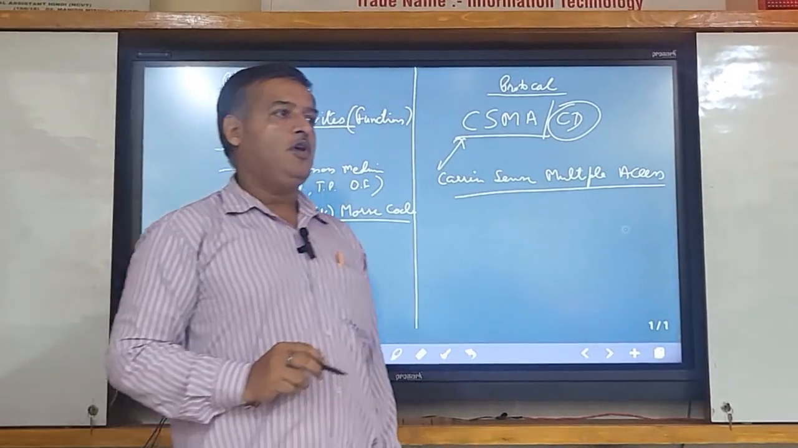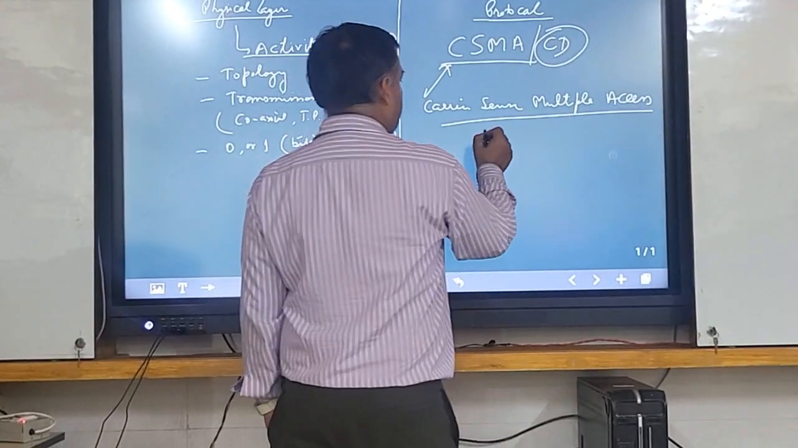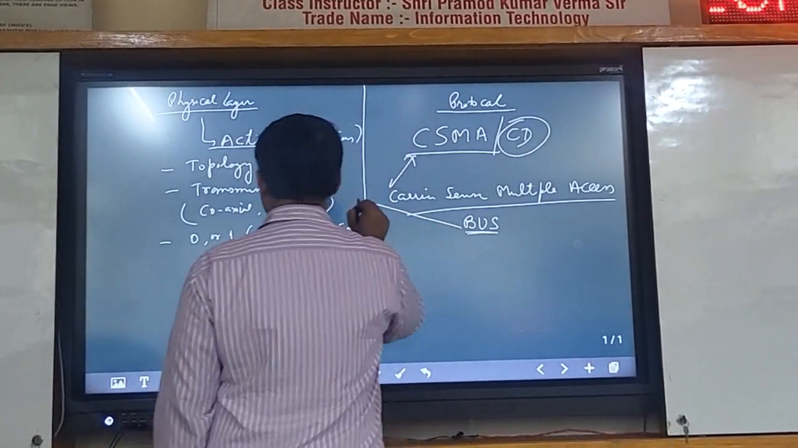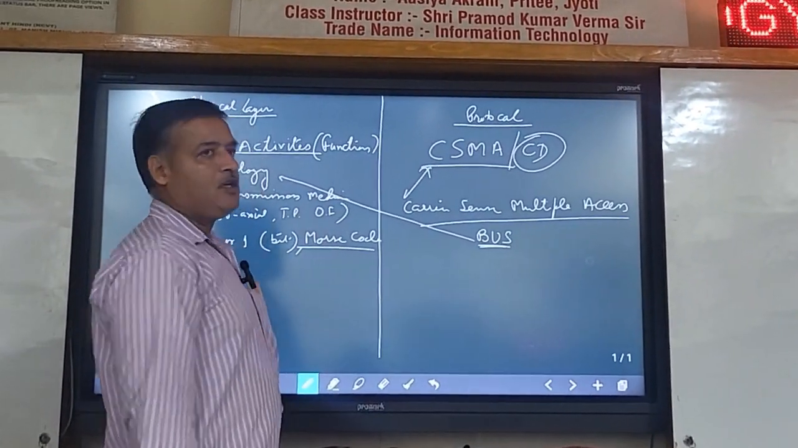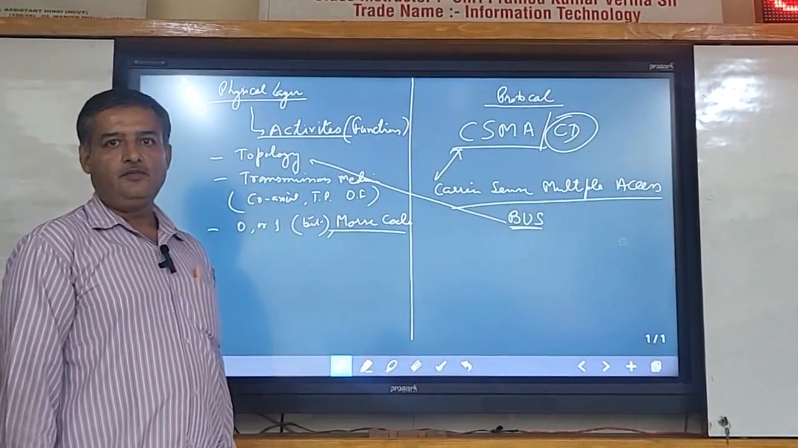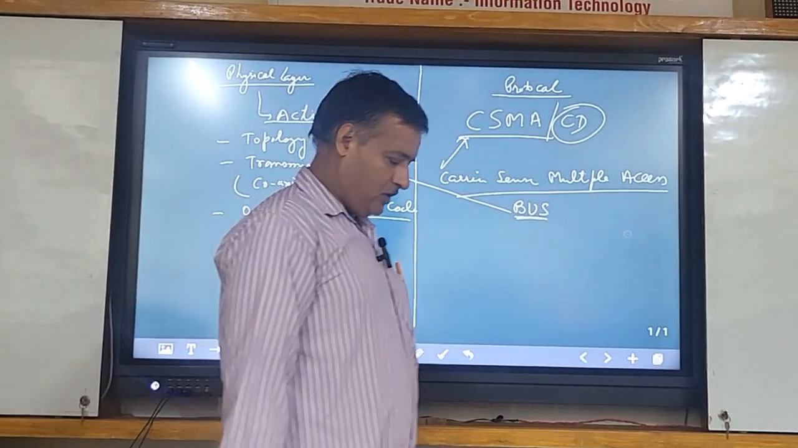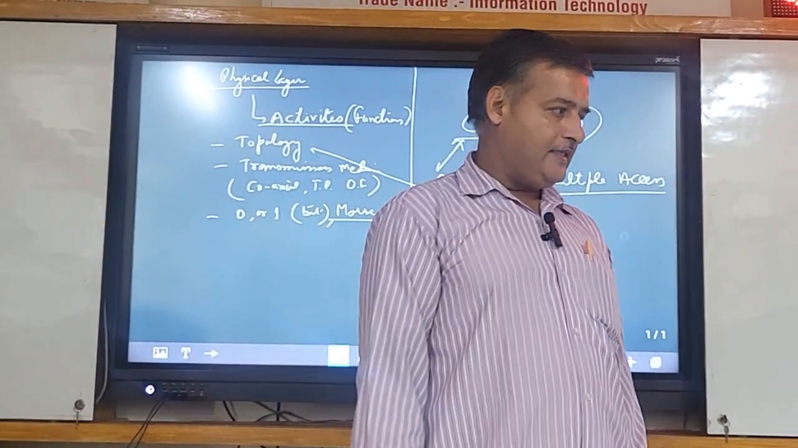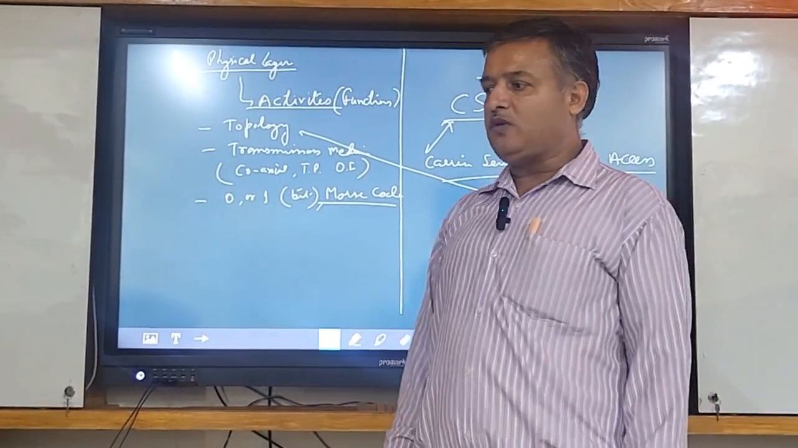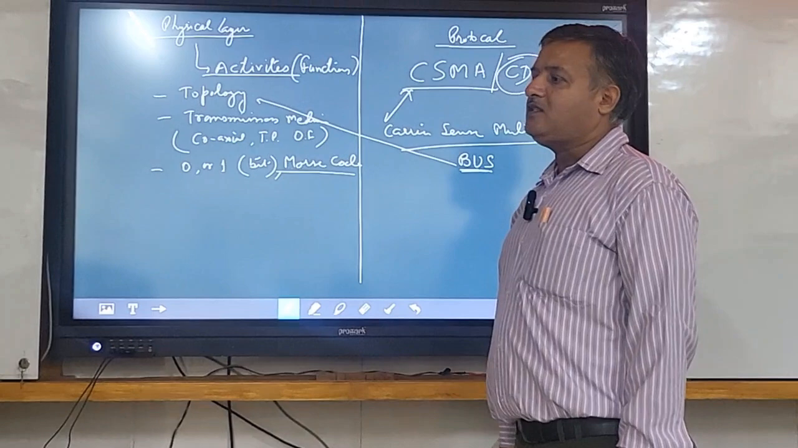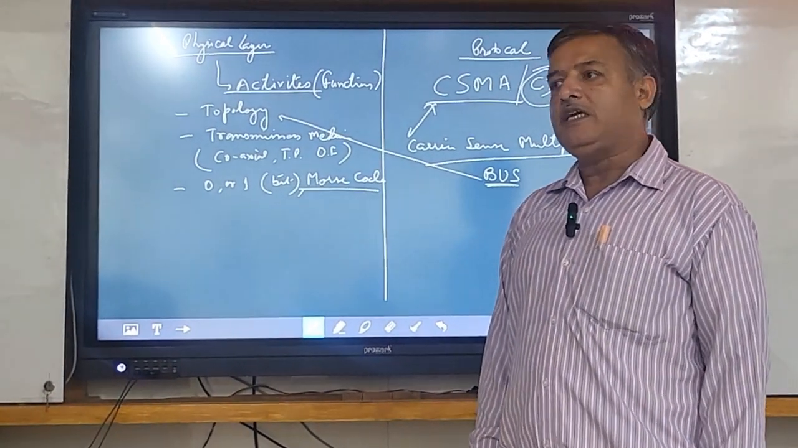This protocol is used especially when you are using the bus topology. So topology is here, and the protocol used at this layer is CSMA, and CD was attached after a certain modification was made in CSMA. It is CD, again, for collision detection.